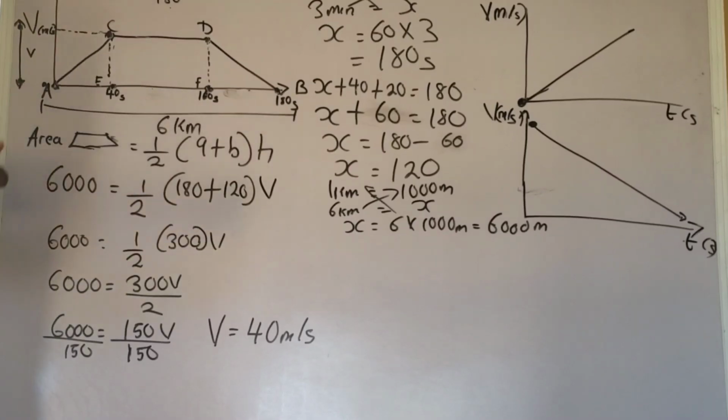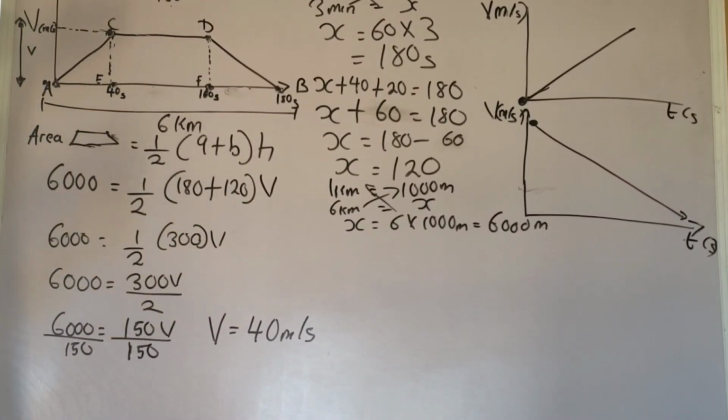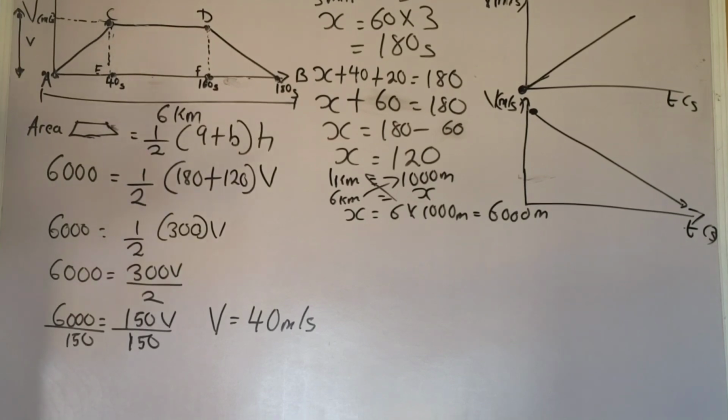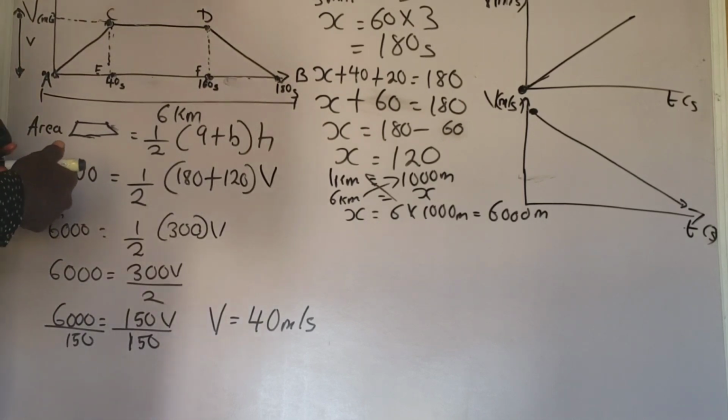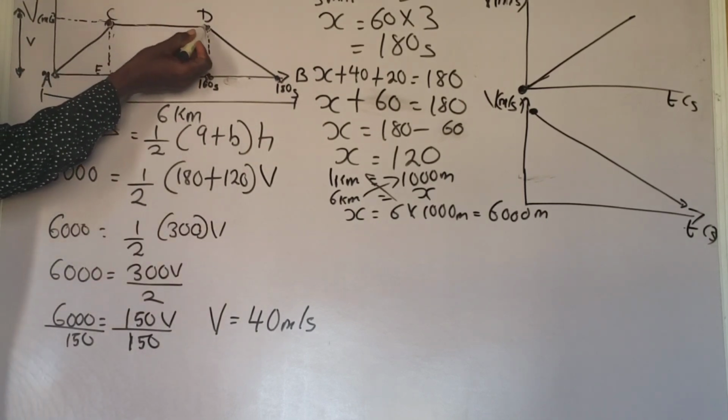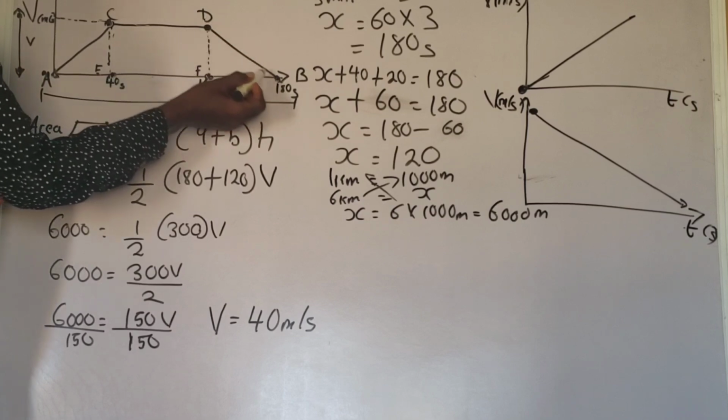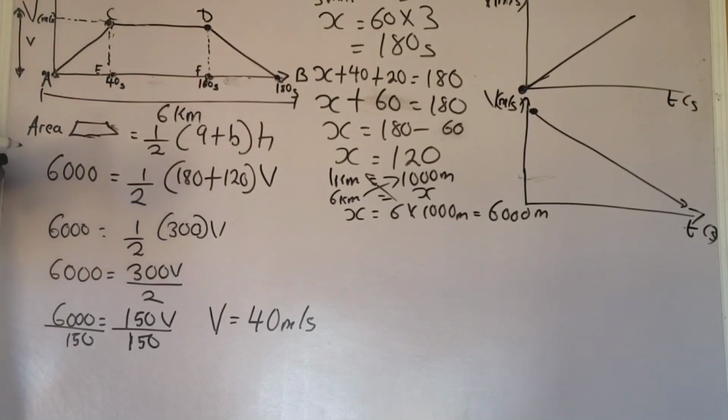Okay. Now let us determine the retardation. Don't forget that retardation simply means negative acceleration. It is the kind of acceleration that brought the motion of an object to rest. Okay. Now the retardation is the slope DE. You understand? That is the retardation.